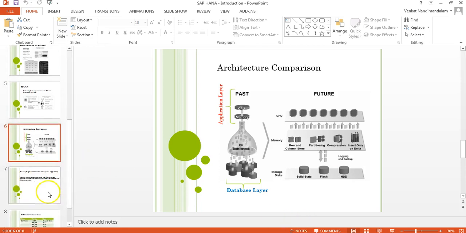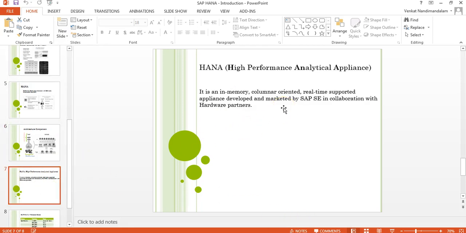Let's move on to the next slide, which tells you what HANA is. HANA stands for High Performance Analytical Appliance. Why do we call this an appliance? It's not just hardware, it's a combination of both hardware and software. That's why we call it an appliance. It's an in-memory, columnar-oriented, real-time supported appliance developed and marketed by SAP in collaboration with hardware partners.